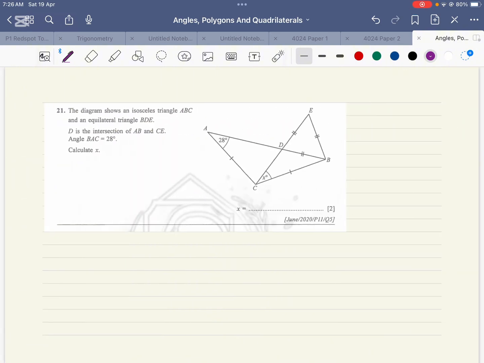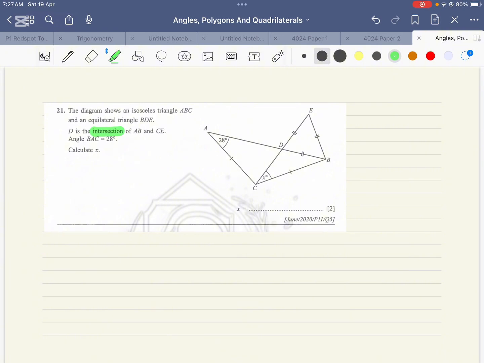Next, the diagram shows an isosceles triangle ABC and an equilateral triangle BDE. An equilateral triangle has all sides equal. D is the intersection of AB and CE. Intersection is a point where both the sides cross each other. Angle BAC is 28. Calculate x.